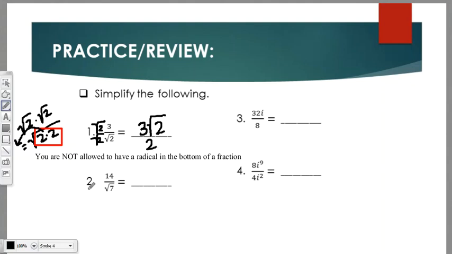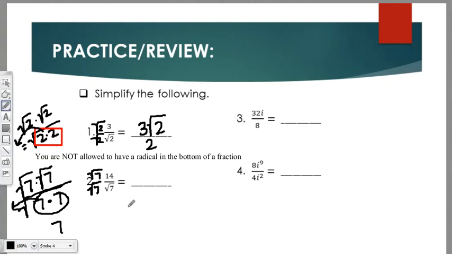I'm hoping over time you're seeing more and more of what's going on. For example, I already know that I'm going to times the top and the bottom of this one by the square root of 7. Again, why did I pick the square root of 7? Well, because the square root of 7 is what's in the denominator. So square root of 7 times square root of 7 really is the same thing as saying the square root of 7 times 7. There's your pair. Pull it out. All you're left with is 7. So I'm going to have 14 times the square root of 7 divided by 7.